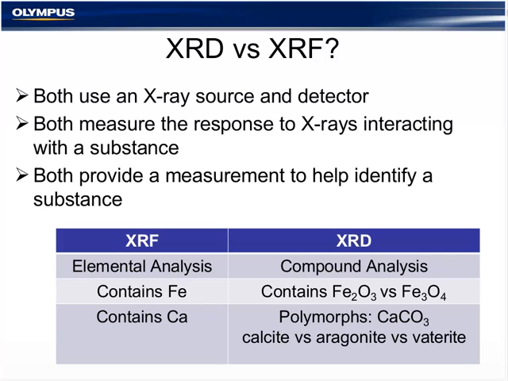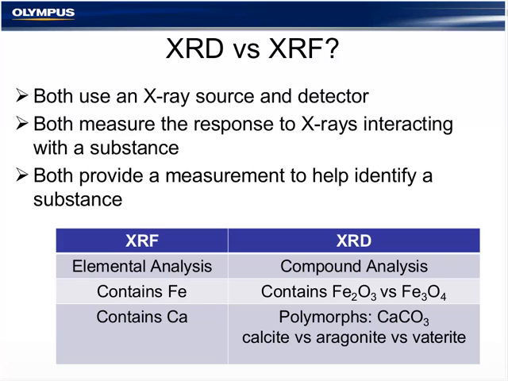The difference is that XRF is elemental. So with an XRF, you would be able to analyze and detect iron, regardless of its state. With XRD, the same analysis will yield information such as hematite or magnetite, shown on the right-hand column.